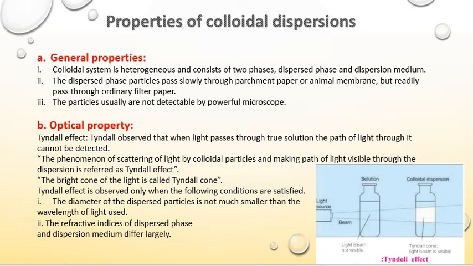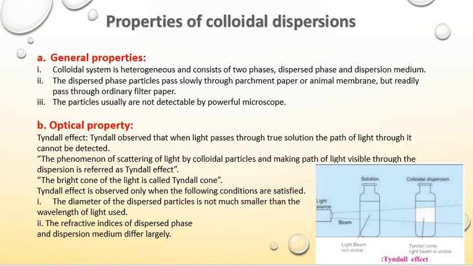Optical property. We are going to talk about the Tyndall effect. Tyndall observed that when light passes through a true solution, the path of light through it cannot be detected. However, if the light passes through a colloidal dispersion, the particles scatter some light in all directions, and the path of light through the colloidal dispersion becomes visible to an observer standing at a right angle to its path.